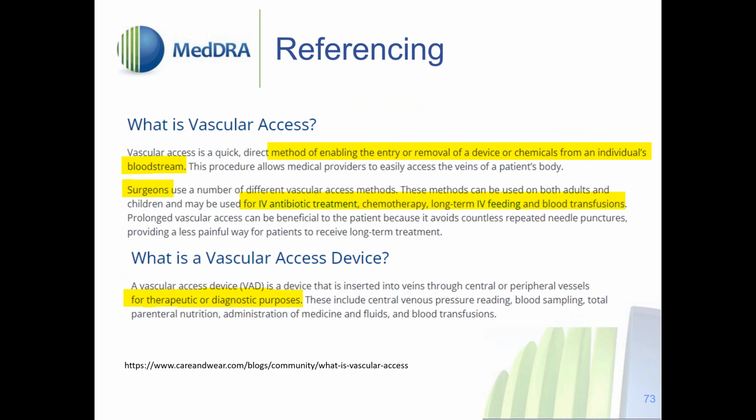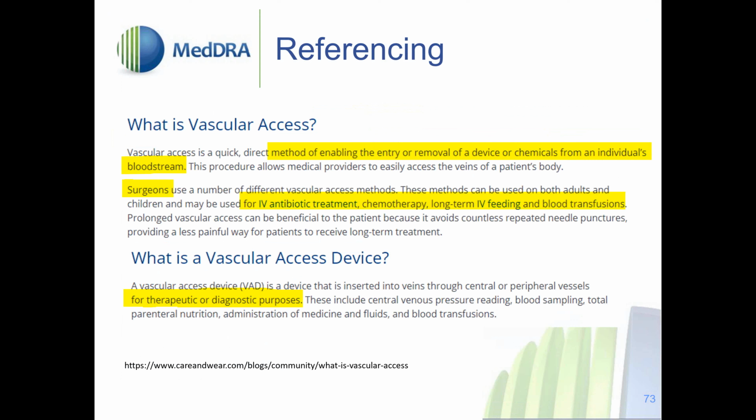What about vascular access? Well, vascular access is a quick, direct method of enabling the entry or removal of a device or chemicals from the individual's bloodstream. So this one is slightly more of a procedure. It seems like they're putting something in. It may be a device that's being inserted, a vascular access device, or it may be drugs. It seems from this that a vascular access device is something a bit more permanent, something a bit more substantial, perhaps for repeated blood sampling, central venous pressure reading, or administration of medicine and fluids over time. So that seems to be the difference here.